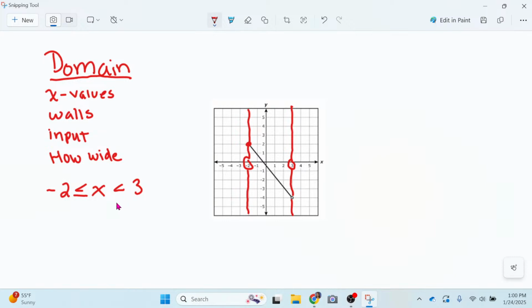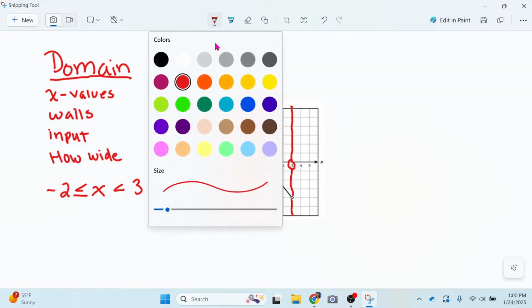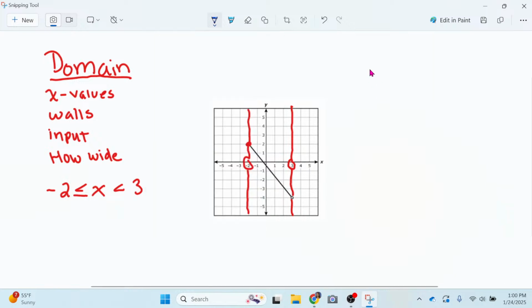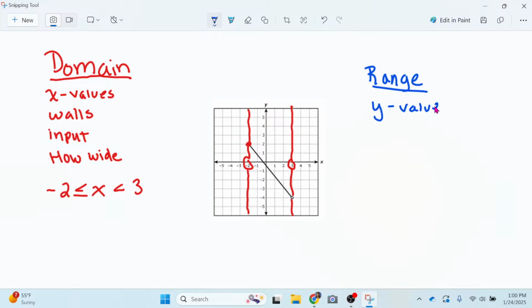Okay. Let's do range in blue. All right, four things for range. So let's do what corresponds to domain here. So domain is x, the range is y. And the domain is walls, the range is floors. The domain is input, the range is output. And the domain is how wide and the range is how tall.